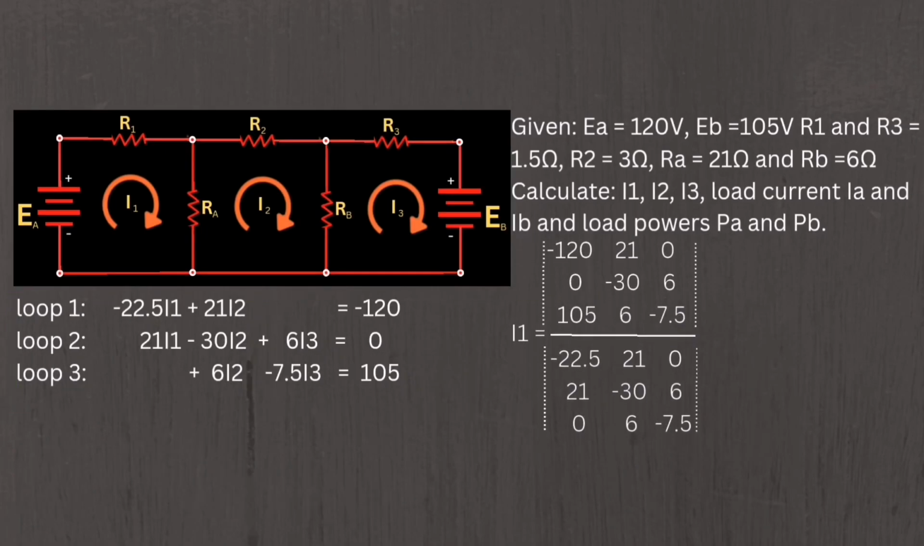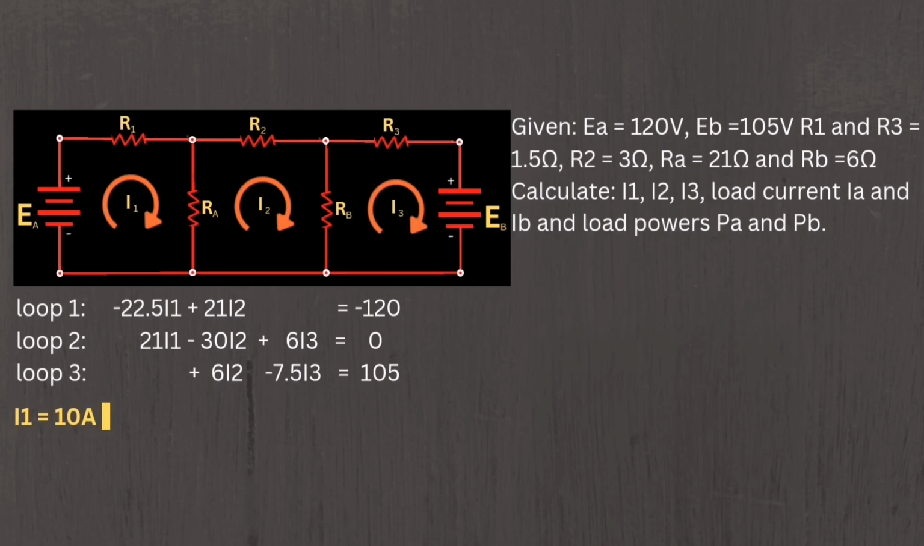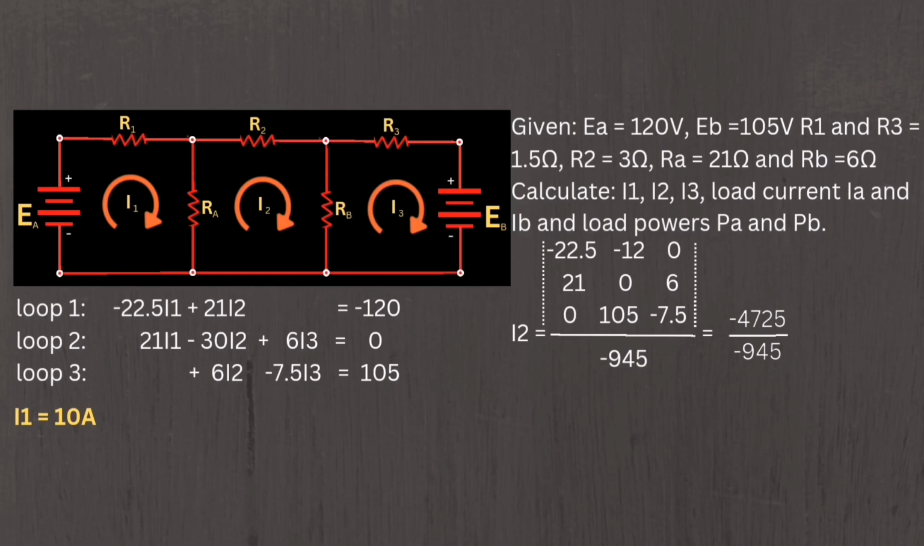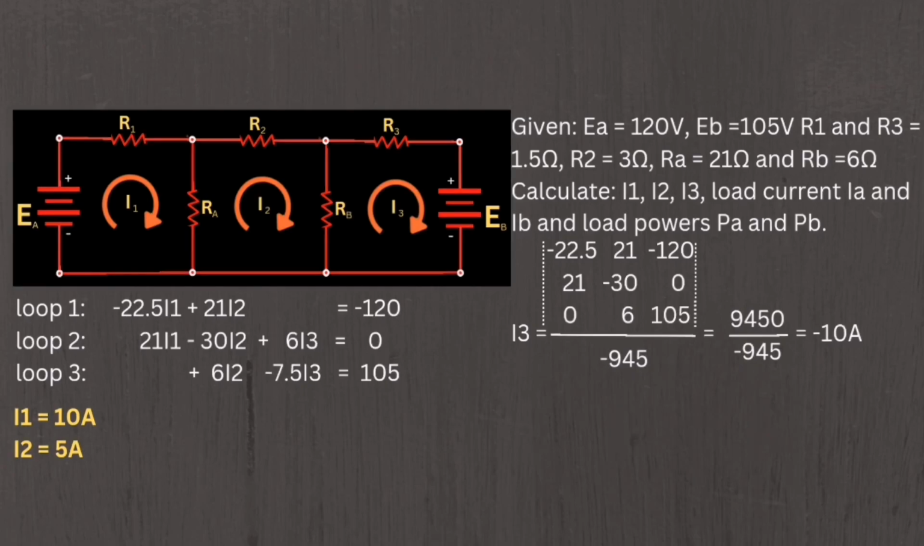Solving it using determinants, we will have I1 equals minus 9450 over minus 945, which will result in 10 amperes. Next, I2 equals minus 4725 over minus 945, which is equal to 5 amperes. Lastly, I3 equals minus 9450 over minus 945, which is equal to minus 10 amperes. Take note guys, that I3 is negative, which means that the loop of I3 should be counterclockwise instead of the assumed direction, which is clockwise.